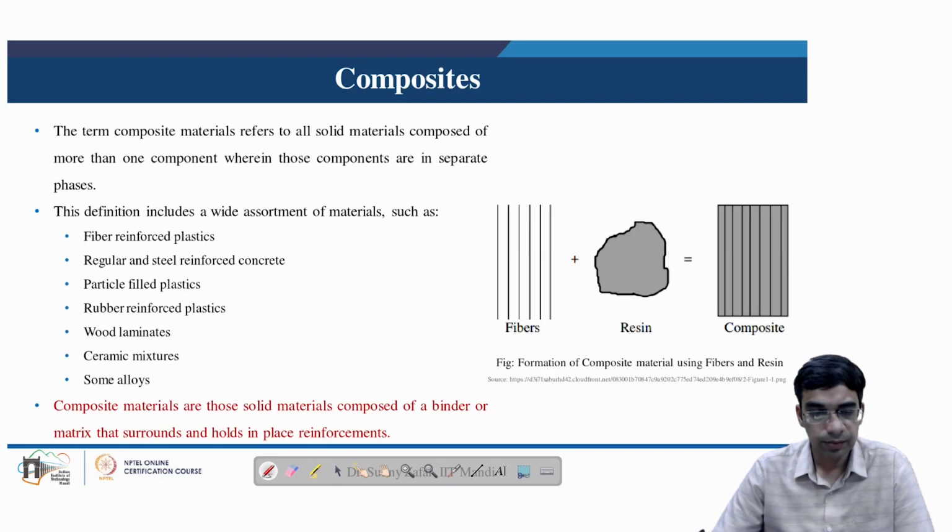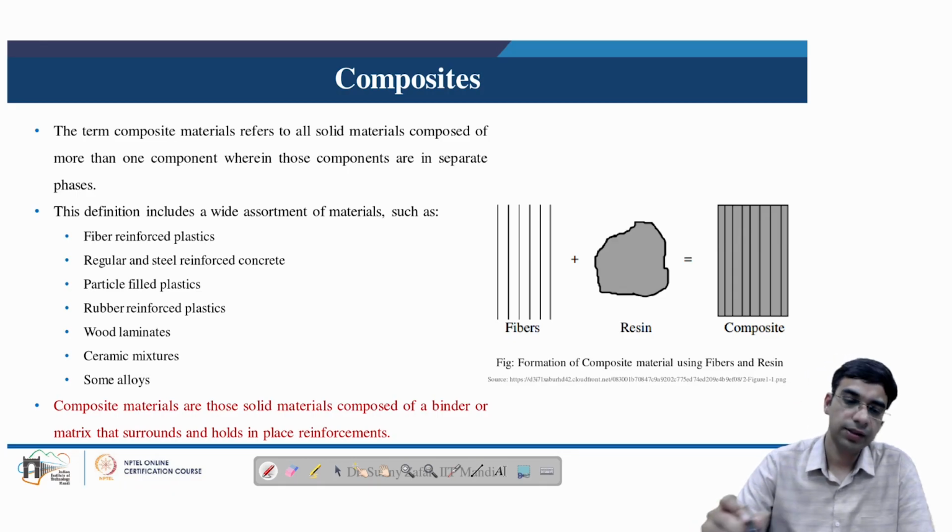So here we can see composite refers generally to the composites which are used in applications such as wind turbine blade. They are solid materials composed of more than one component, and the different phases of the component are separated using an interface. A wide assortment of definitions of composite includes fiber reinforced plastics, regular and steel reinforced concrete, particulate filled plastic, rubber reinforced plastics, wood laminates, ceramic mixtures, some alloys. And composite materials may also consist of a binder or a matrix which surrounds and holds the reinforcements in place.